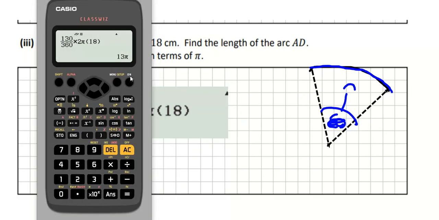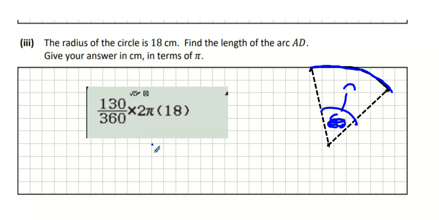So in terms of pi, we're looking at 13 pi. Is that okay? And we get that out. Good man, Jake. How about you, Sean? Yeah. We all good? Right.